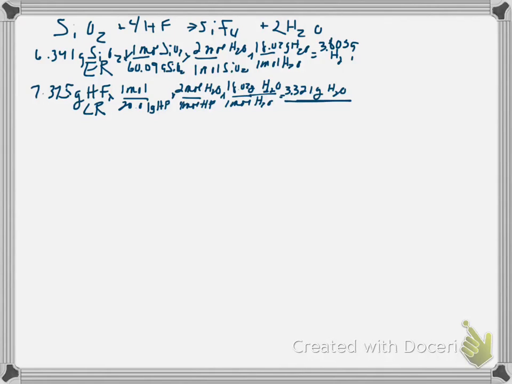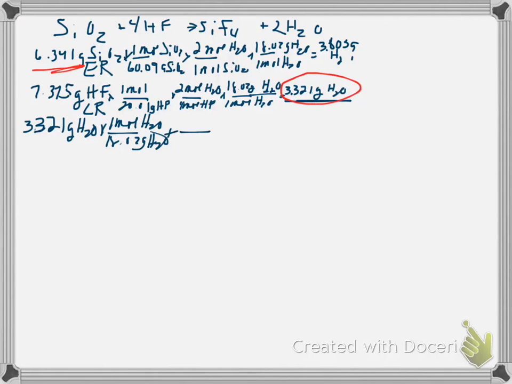So part D says how many grams of excess remain. So the excess is silicon dioxide. And what I have to figure out is, in order to make the amount of water that I'm going to make, how many grams of this silicon dioxide is it going to take? So we're going to do the stoich starting with water to see how much silicon dioxide is required. And what we get is that we require 5.537 grams of SiO2. So that's how much is used.